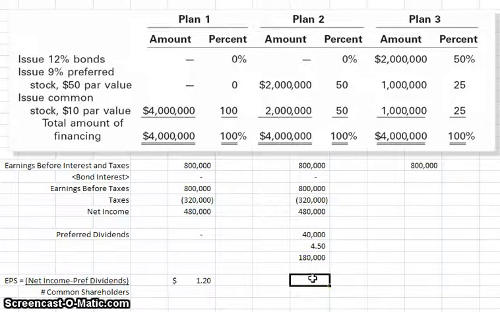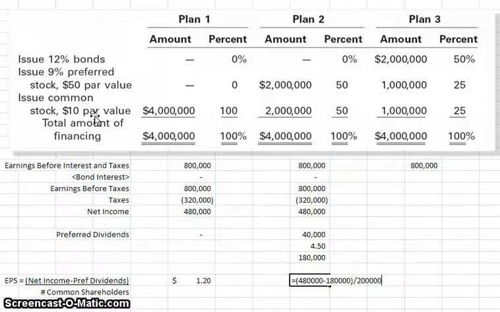Okay, so now if you put this into the formula, you've got your net income of $480,000 minus your preferred dividends of $180,000, all divided by the number of common shareholders. Okay, well let's talk about that for a second. Now we're issuing $2 million worth of common stock at $10 a piece. In the previous one, we issued $4 million of common stock. Now we're issuing $2 million of common stock. So $2 million divided by $10 a share gives you 200,000 shareholders.